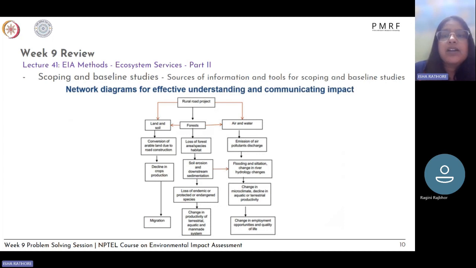Then we also looked at network diagrams for understanding and communicating impact. So, for example, if you have a project for rural road development, now rural road development can affect your land and soil, your forest and air and water. All of these are, of course, interconnected as well. So it affects your land and soil in the conversion of your agricultural arable land due to road construction. So there's a land use change which is happening from agricultural land to an infrastructure and amenities based land use. So there's a decline in crop production which leads to migration. So these are direct impact.